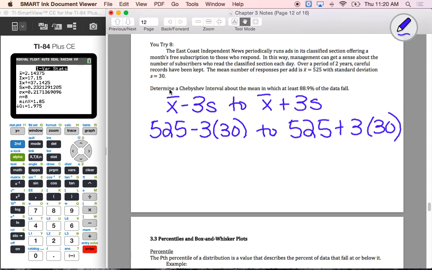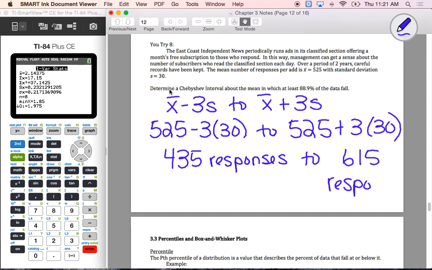So again, you type those into your calculator, and you're going to get 435 responses to 615 responses. So for this problem, we would say at least 88.9% of the subscribers who read the classified section each day would fit into the group of 435 to 615 responses per ad.